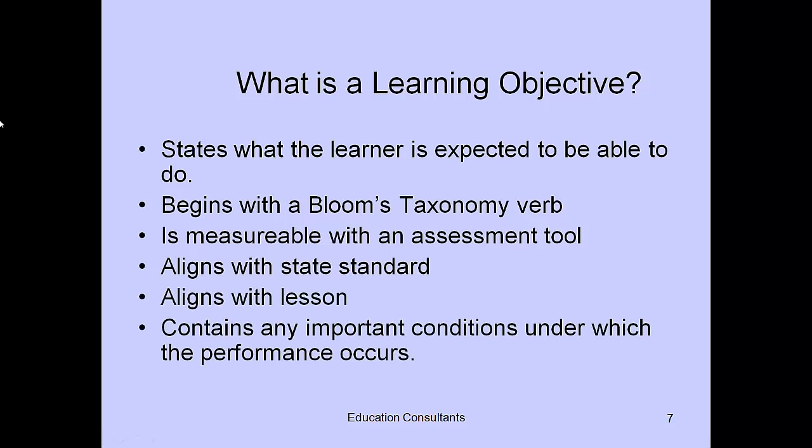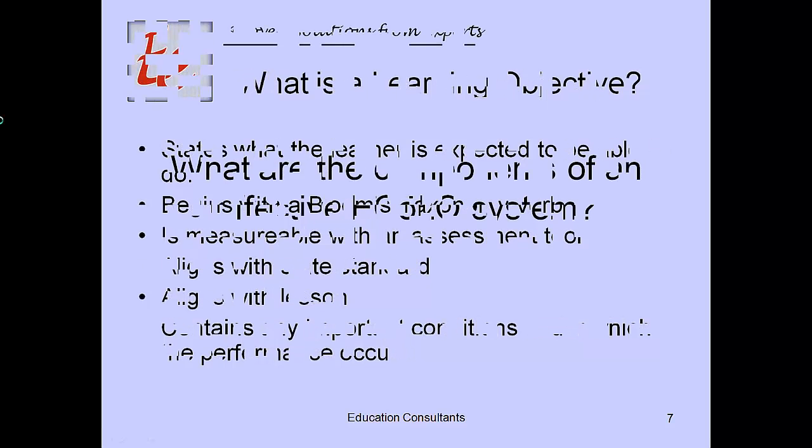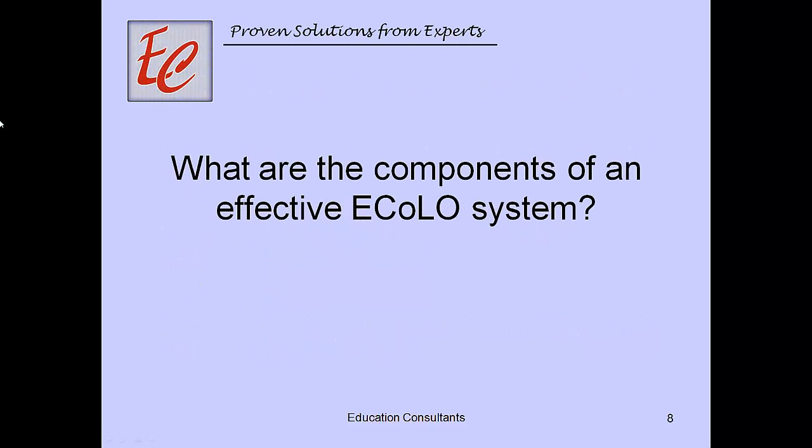It should also align with the lesson that is being taught, and it should contain any important conditions under which the performance occurs. What are the components of an effective explicit communication of learning objective system? This is an important question because we want to build systems in the classroom with which students become accustomed, so that the communication of the learning objective will occur in a similar fashion every day for every lesson.